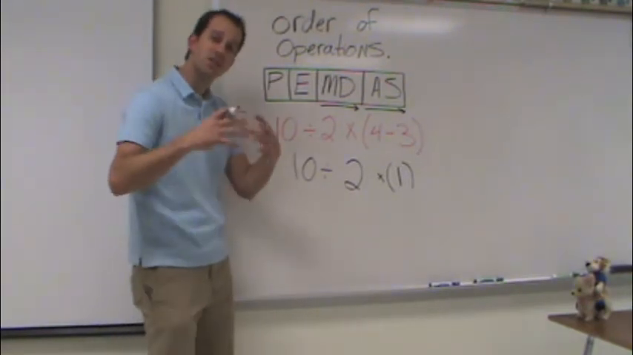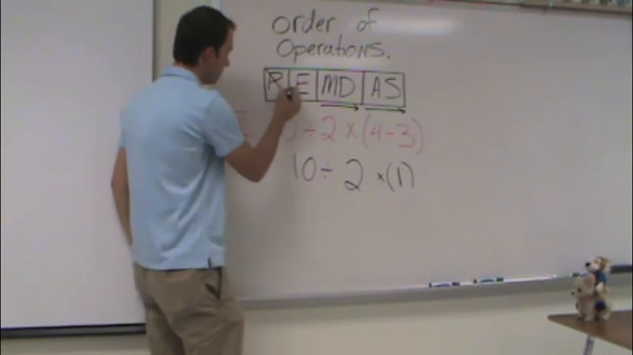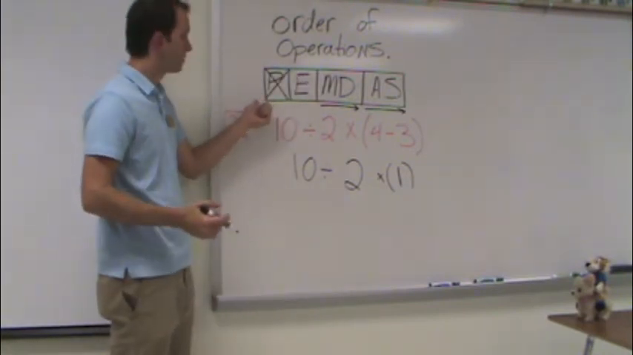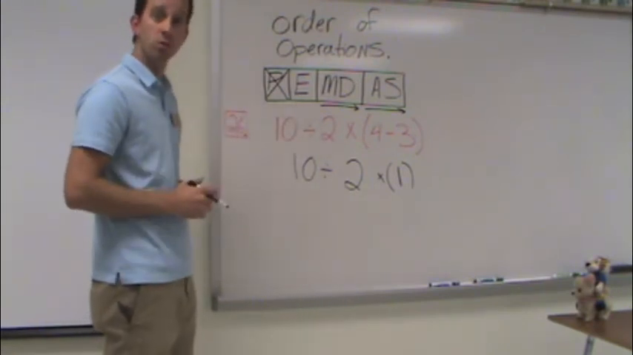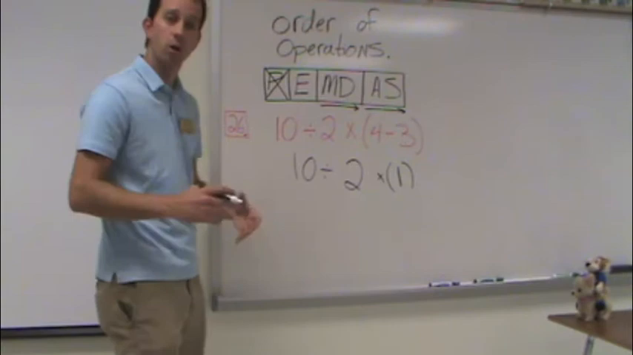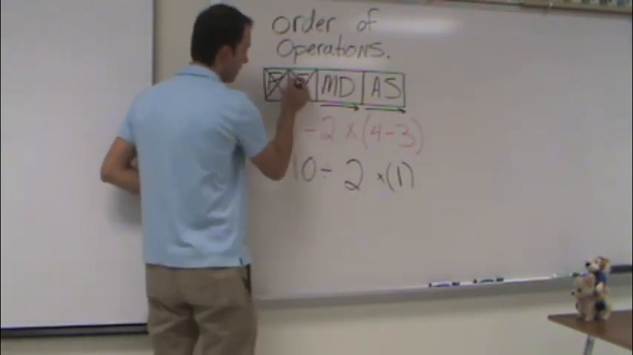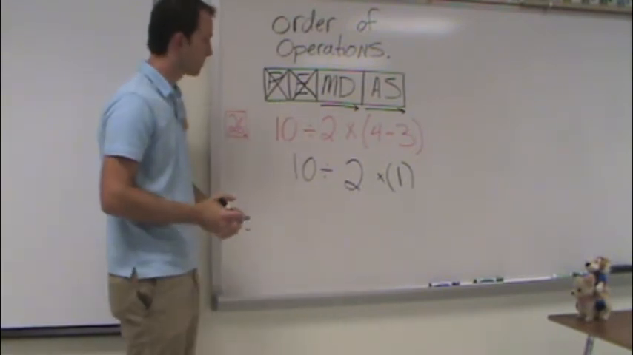Now I've got everything inside the parentheses done. I'm going to cross out that portion of my order of operations. The next step is to look for any exponents or square roots. In our problem, we don't have any. I'm going to go ahead and mark that part out. If we had any exponents, of course, we would evaluate them and then go on to the next portion.